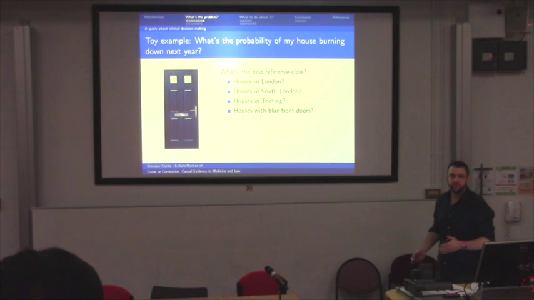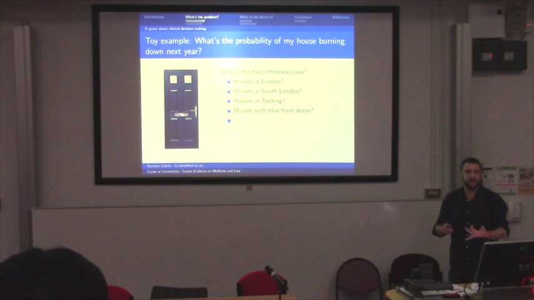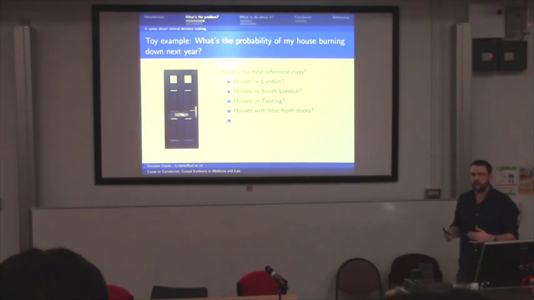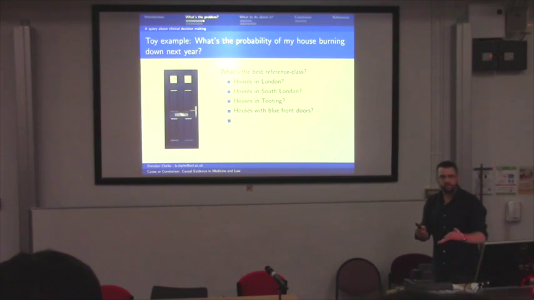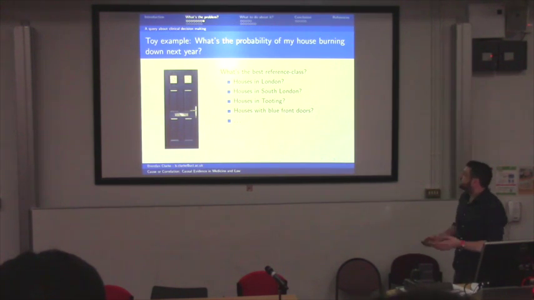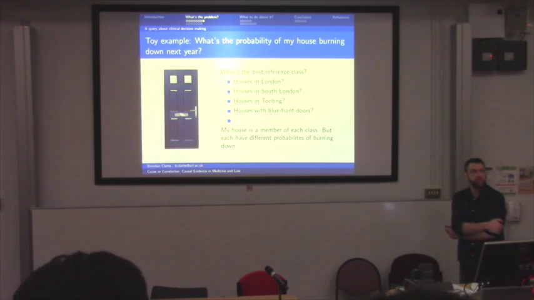Okay, apart from the blue front doors, no statistics available on that. But I want to bet it's different from any of the other ones too. On and on it goes. Now, here's the problem. My house is a member of all of those groups, right? It is in London, it is in South London, it is in Tooting, it does have a blue front door and so on. But all of these groups have different probability estimates. So which one should we pick? Well, that, in a nutshell, is the reference class problem. Which one do you pick?